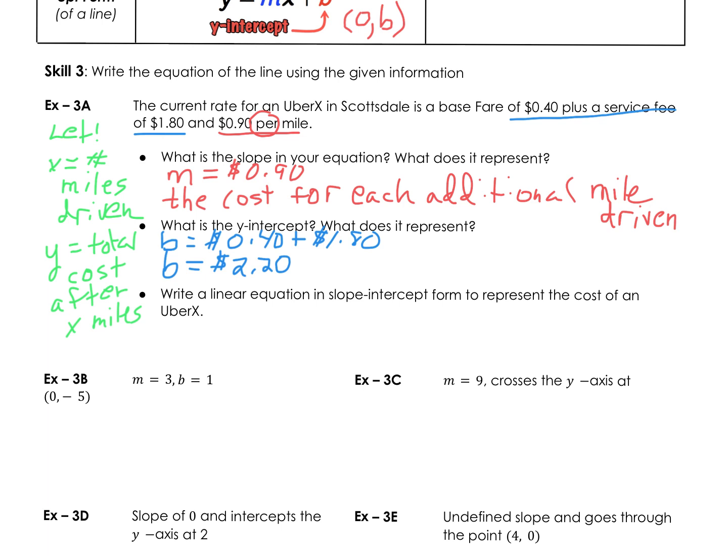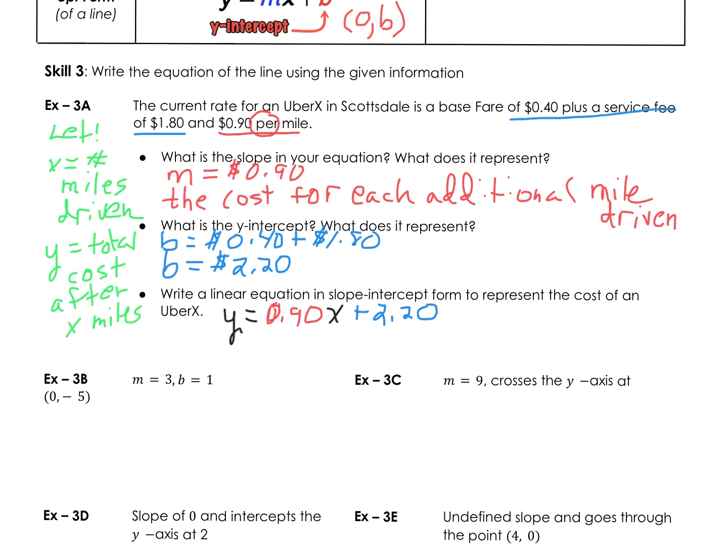Okay, so then we are going to write a linear equation in slope-intercept form to represent that cost. So we have y equals, and instead of m, we're going to use 0.9. That's what we came up with for our slope, right? Times x. And then our b is positive, so I'm going to put a plus here, and then 2.20 because that's the sum of those two fees. And then that would be the equation you could use anytime you used your Uber. I'm trying to make that into a 0.